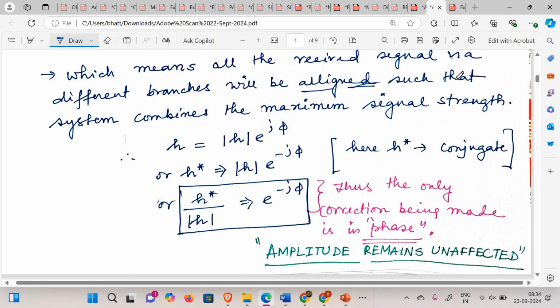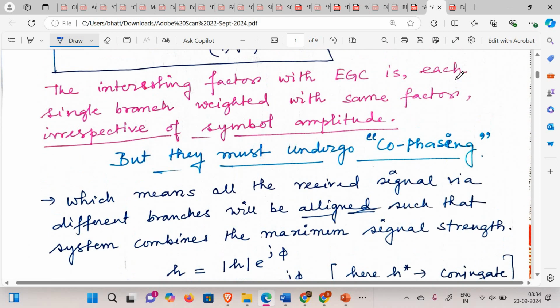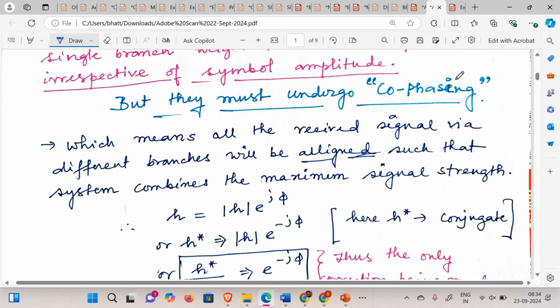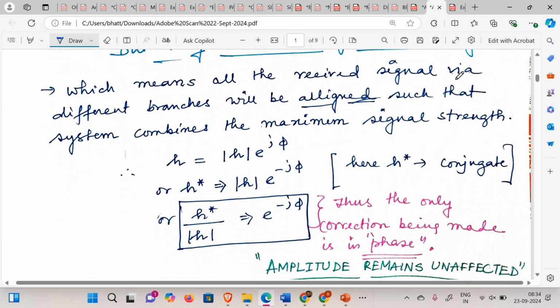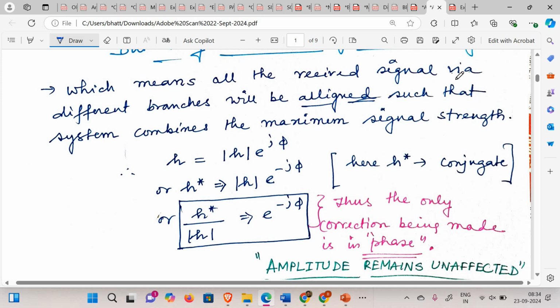So I can ignore the randomness of the amplitude for each and every path, and we are only focusing on the phase component of the multipath signal. You can see it is mentioned over here, irrespective of the symbol amplitude. So amplitude is not taken into consideration at all. Only, they must undergo co-phasing. Now what is co-phasing? It means that all the received signals via different branches will be aligned such that the system combines the maximum signal strength.